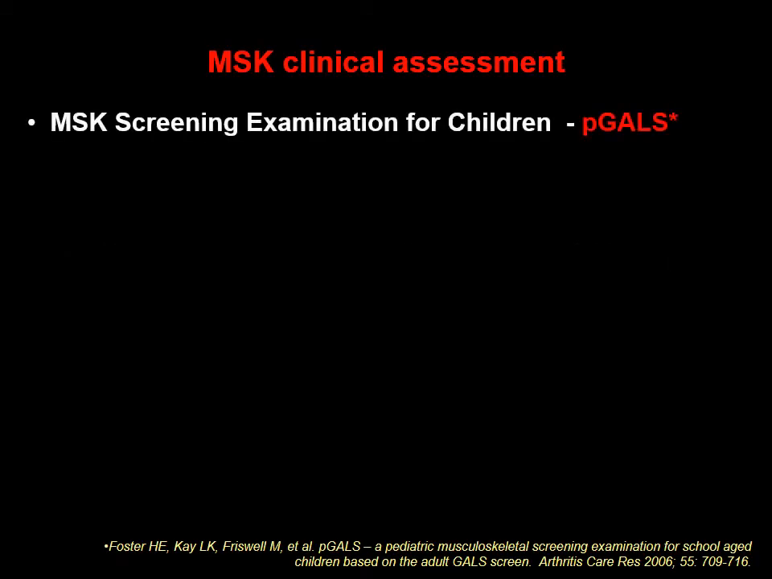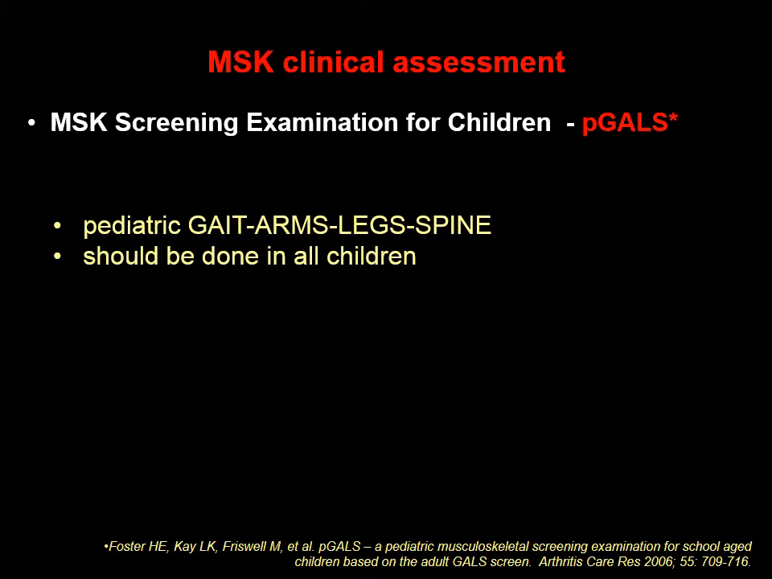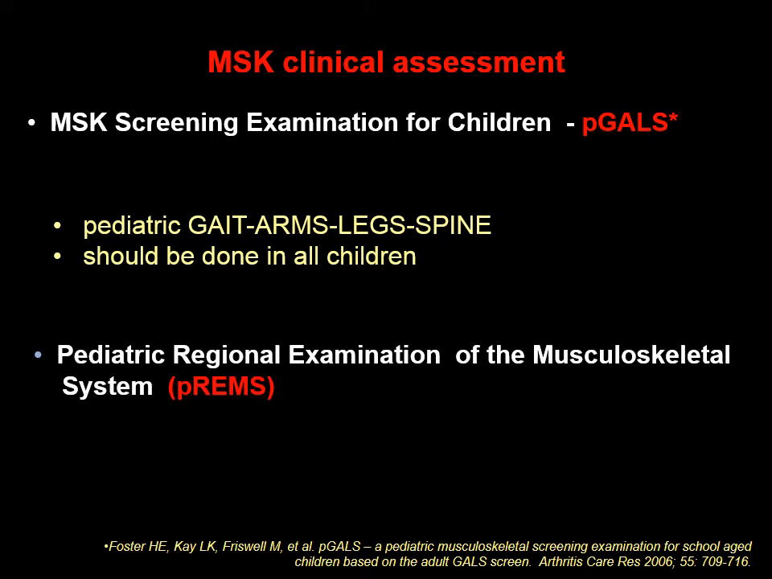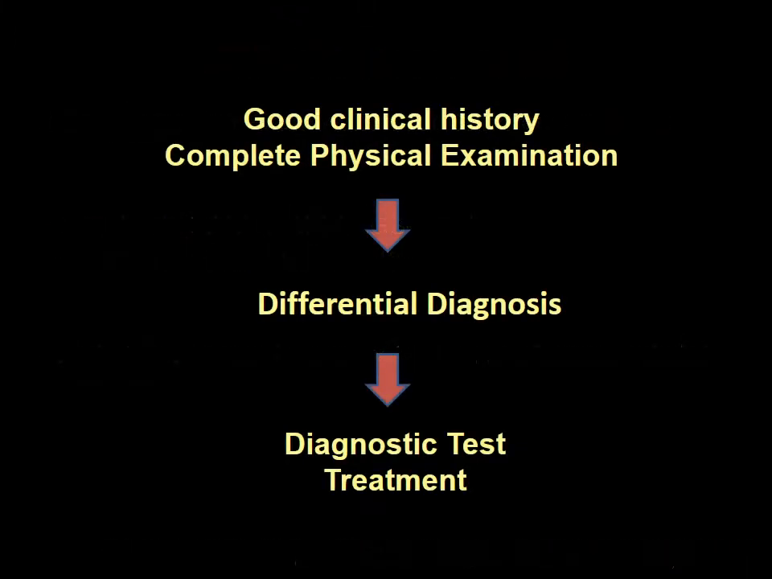Second step, take a complete physical examination. For the clinical examination of the musculoskeletal system, we do PGALS. This stands for Pediatric Gait, Arms, Legs, and Spine. This is a simple, quick, and easy to perform musculoskeletal screening examination for all children. Following PGALS, the clinician is directed to a more detailed examination of the relevant area or areas using the Pediatric Regional Examination of the Musculoskeletal System, or the PREMS. But with the interest of time, detailed discussion of these two topics won't be done in this session. Bear in mind that the diagnostic test ordered should be dictated by your differentials based on your thorough history and physical examination.